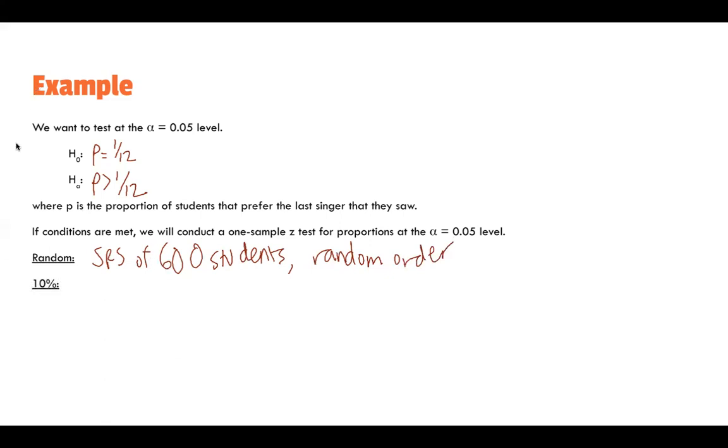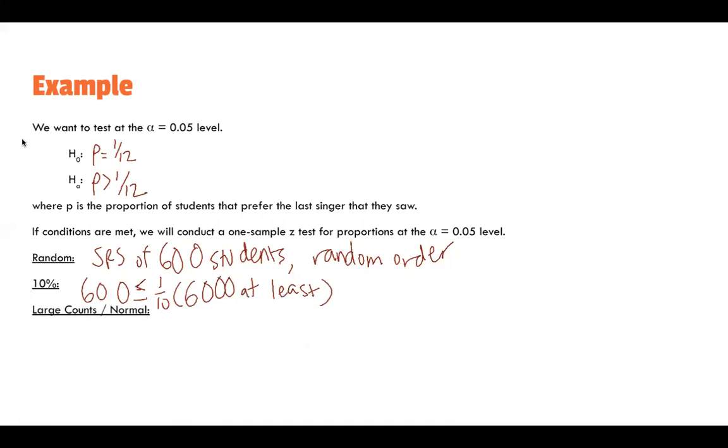For the 10% condition, 600 is going to be less than or equal to 1/10 of the entire population. We can assume that there are at least 6,000 people at the school. So there should be at least 6,000 people at a college. So that solves our 10% condition.